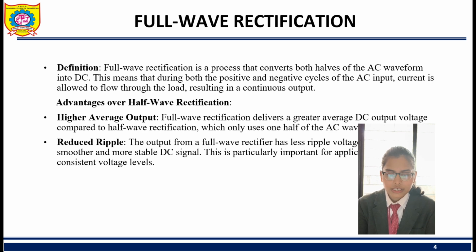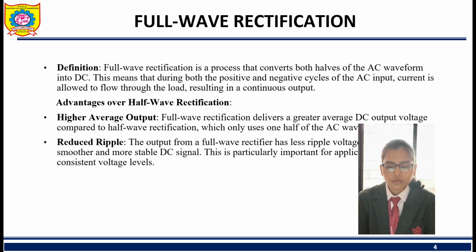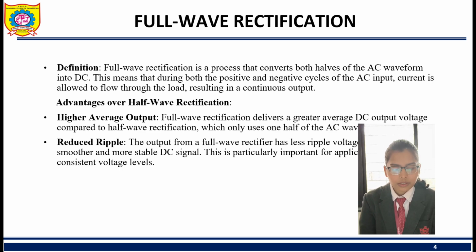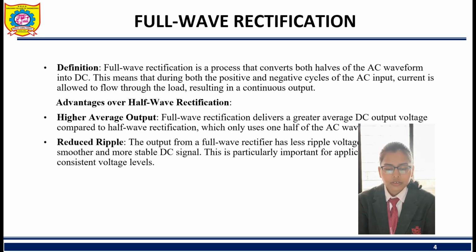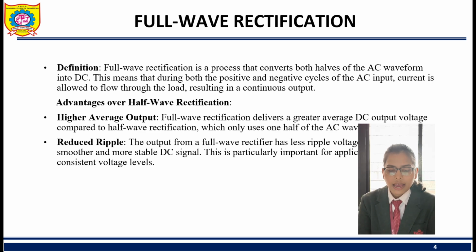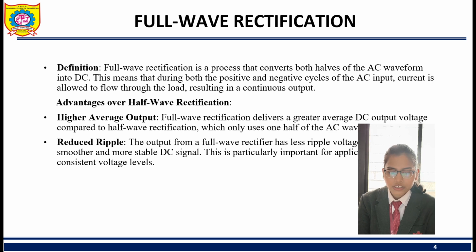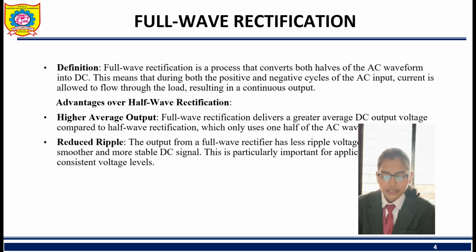Now we are going to see the advantages of full wave rectification over half wave rectification. There are two advantages. First one is higher average output. Full wave rectification delivers a greater average DC output voltage compared to half wave rectification, which only uses one half of the AC waveform. Second one is reduced ripple. The output from a full wave rectifier has less ripple voltage, leading to a smoother and more stable DC signal. This is particularly important for applications requiring consistent voltage levels.